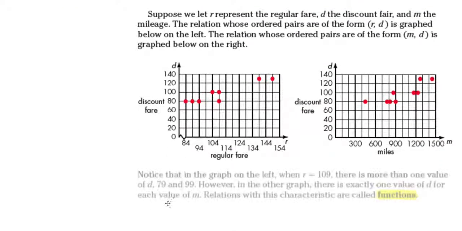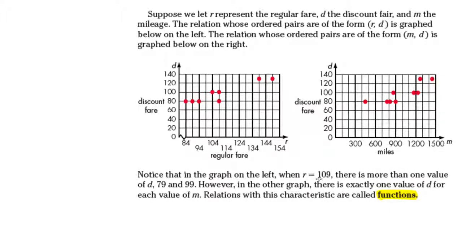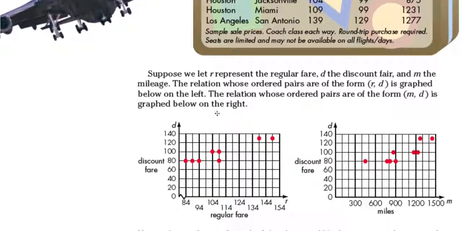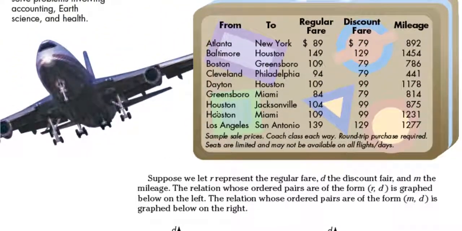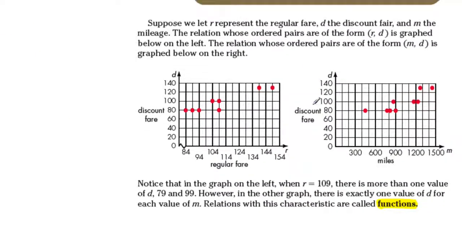If you notice the graph on the left, when R equals 109, there is more than one value of D, 79 and 99. So when R is 109, which is right around here, I would imagine. When R equals 109, is it here? Yes. There's more than one value, 79 and 99. If that's not too clear on the graph, look at this one when R equals 109. Yes, it is. Sorry, 109.